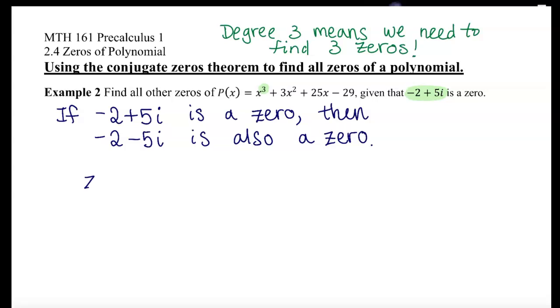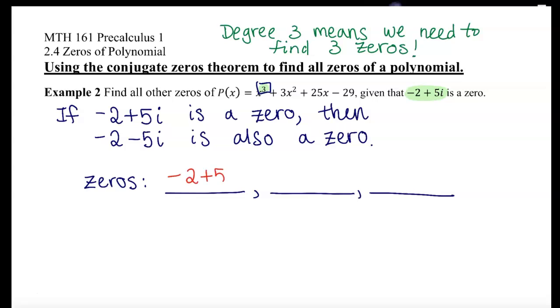So if I just organize my zeros, I need 1, 2, and 3. And the reason I say we need 3 zeros is because the degree is 3. We know the first zero they gave us was -2 plus 5i. But using the conjugate zeros theorem, we also know that -2 minus 5i is also a zero. Listen, can the third one be an imaginary zero? This must be a real zero. And let me tell you why, okay?